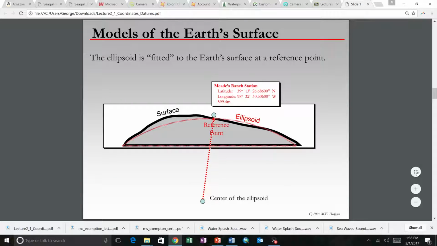Now, some ellipsoids are designed so that they only fit a certain portion of the Earth. They're designed for like North America. Some of them are designed for the whole world. Okay? So the one that is most often reported by your GPS was established in 1984, so it's called WGS 84, the World Geodetic Survey of 1984. The one for North America, that's actually very closely related to WGS 84, is called NAD 83, North American Datum of 1983.